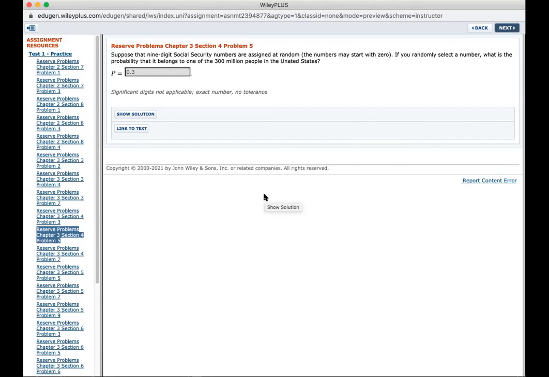Let me finish reading the problem. If you randomly select a number, what is the probability that it belongs to one of the 300 million people in the United States? To figure out the probability in classical probability, we need to figure out all possible values in the sample space, and then all possible values in the event.